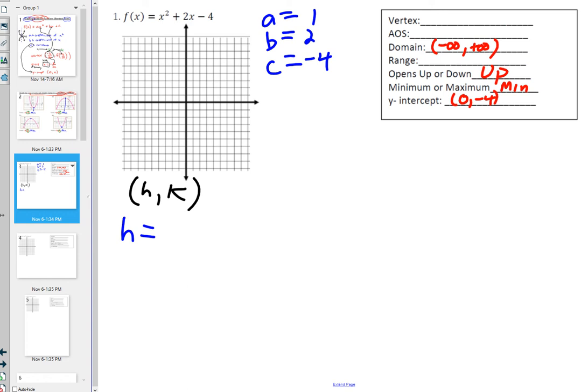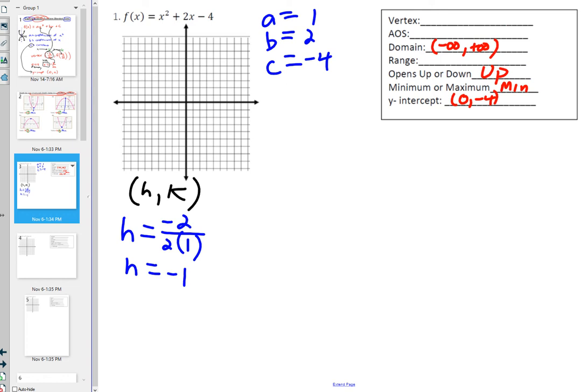What is the formula I gave you for h? Oh, wait. h equals negative b over 2a. Take that, Althea. Negative b over 2a. If b is 2, then negative b would be negative 2 over 2 times a, which is 1. 2 times 1 is 2. Negative 2 divided by 2 is negative 1.